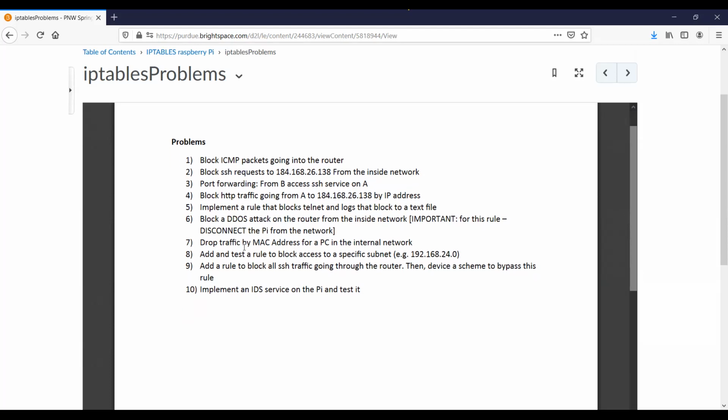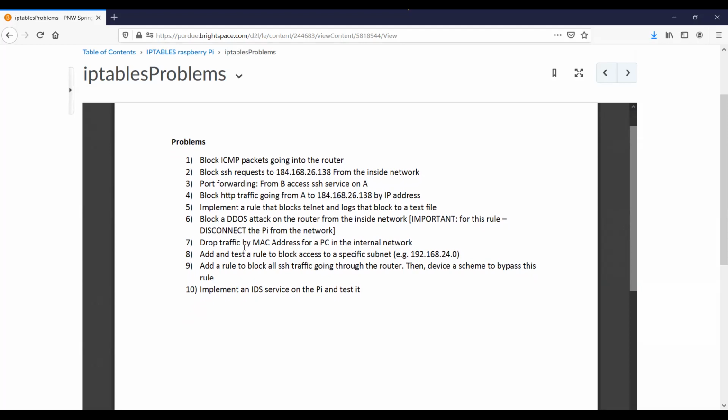Number 5, implement a rule that blocks telnet and logs that block to a text file. So in this one, I want you to figure out how to, not only am I going to block port 23, but I need to log it, in some kind of a text file. So you have to do that one.